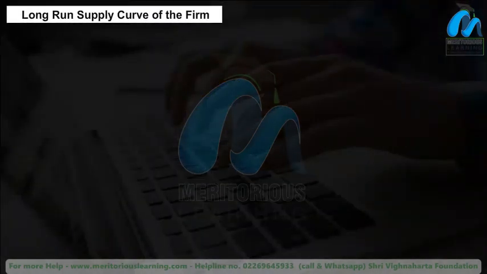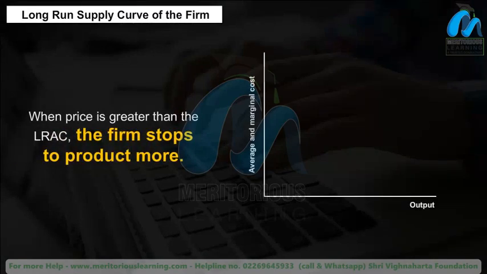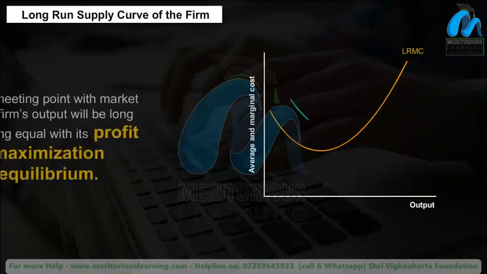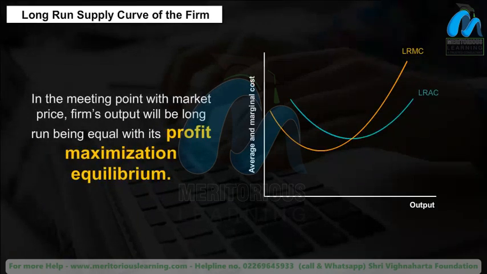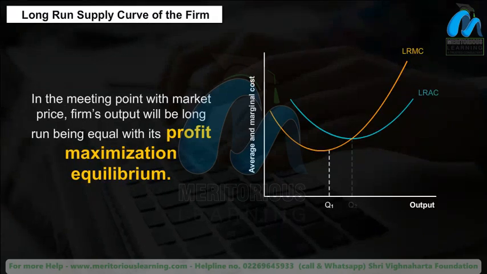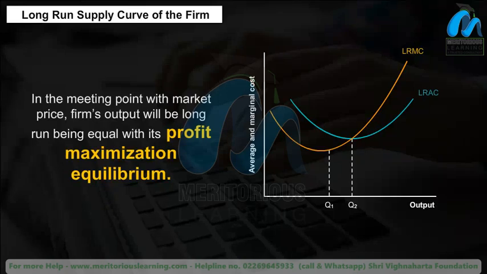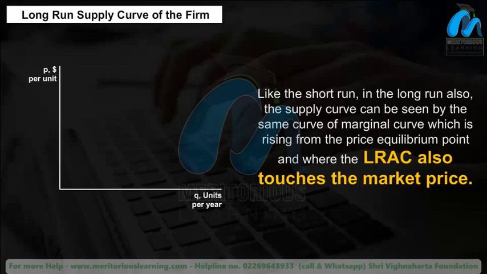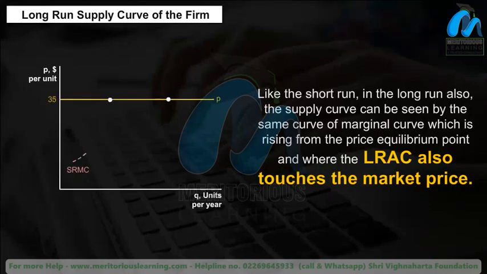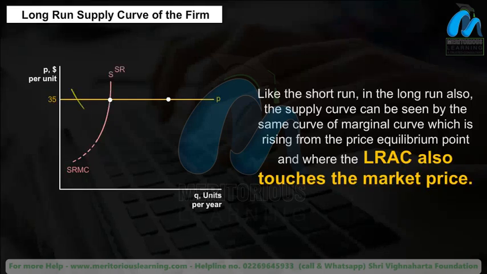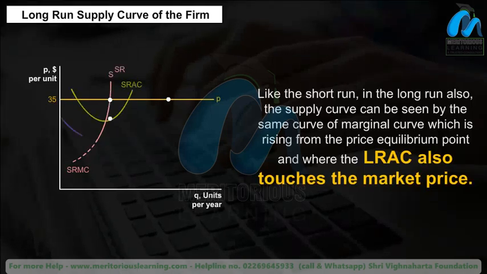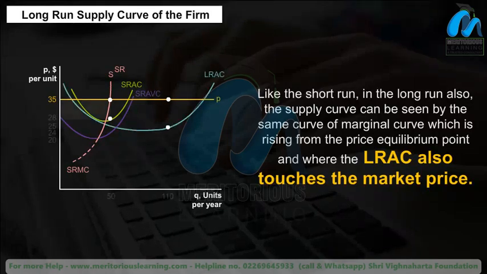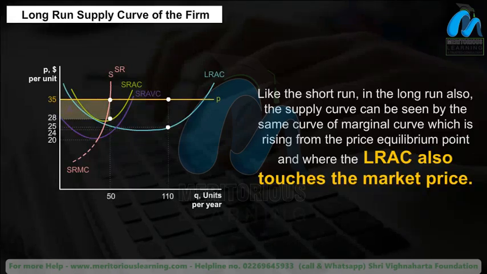Long-run supply curve of the firm. When the price is less than the LRAC, the firm stops producing. At the meeting point with the market price, the firm's output will be the long-run output, equal to its profit maximization equilibrium. Like the short run, in the long run also, the supply curve is given by the rising part of the marginal cost curve, from the price equilibrium point where the LRAC also touches the market price.